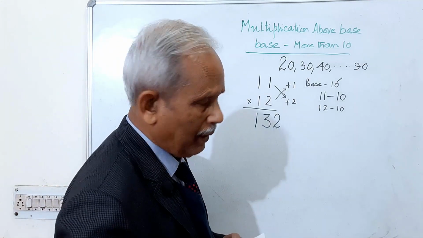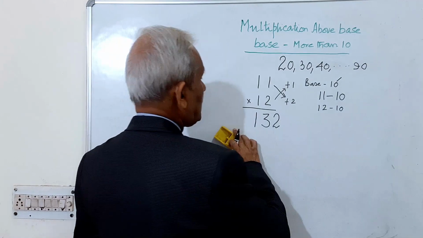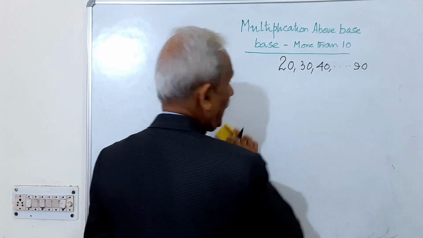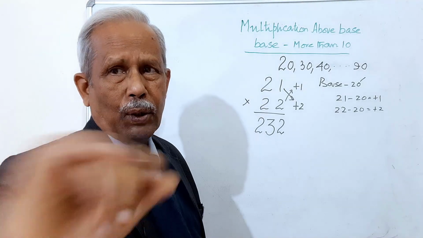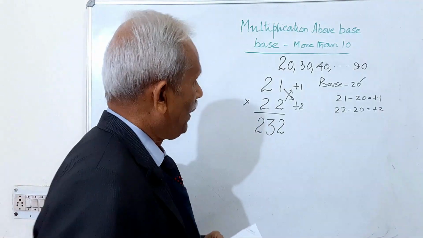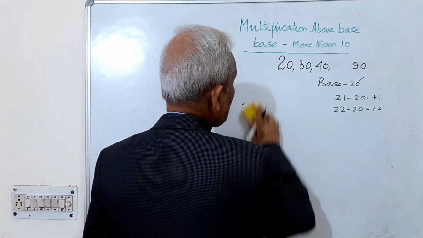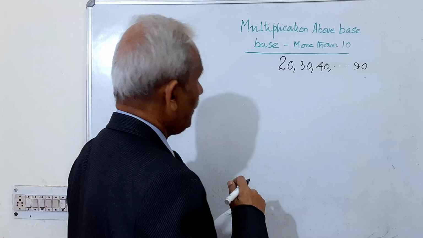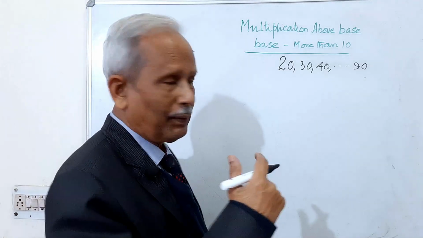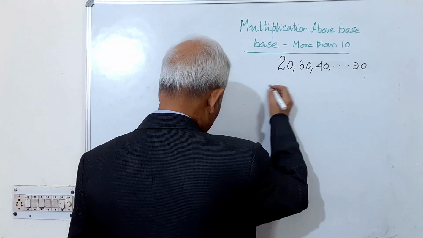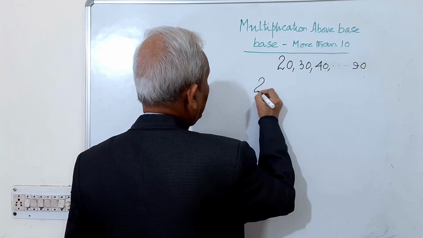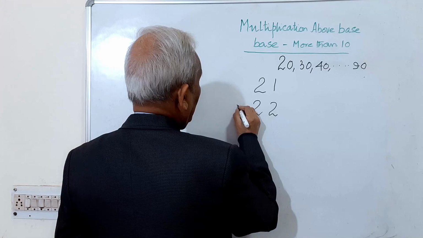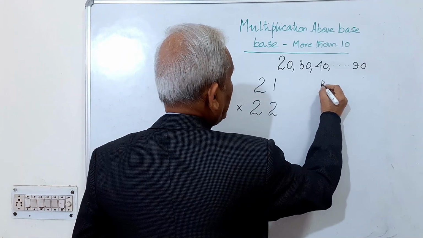Now we'll see how it is different when the base is 20 or anything more than that. So let us try to see how we can multiply the numbers when the base is 20. Let us take an example, 21 and 22. Here the base is 20.